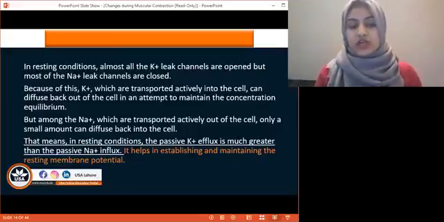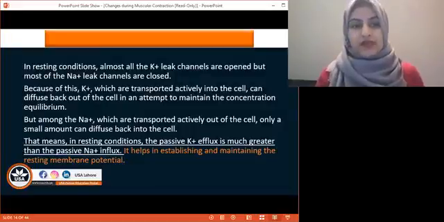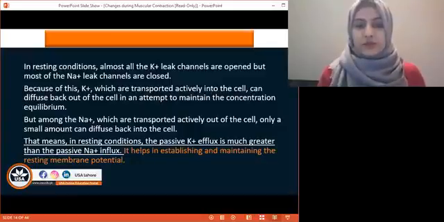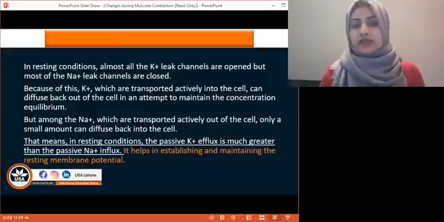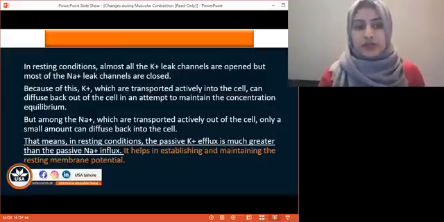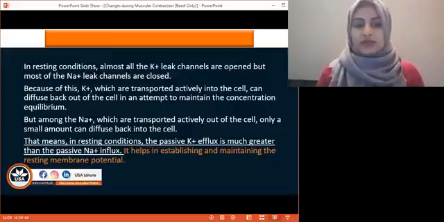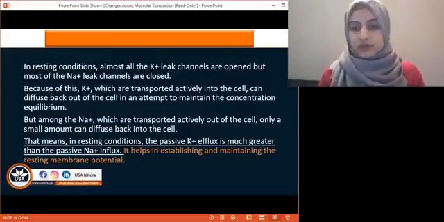But obviously, when the leak channels for sodium are closed, it cannot be transported into the cell. Only a small amount can diffuse back into the cell. This means in resting conditions, passive potassium efflux is much greater than the passive sodium influx. The reason is that sodium leak channels are usually closed and potassium leak channels are open most of the time. So it helps in establishing and maintaining the resting membrane potential very well.